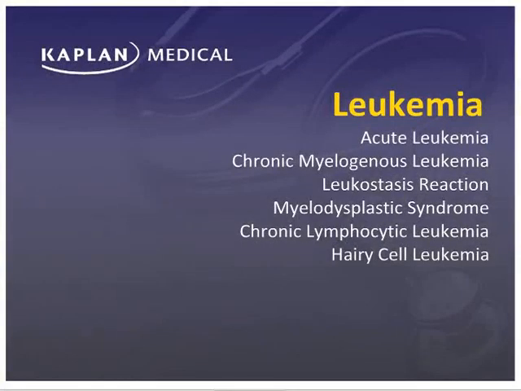Leukemia: acute leukemia, and chronic myelogenous leukemia, the leukostasis reaction, which is sledging. Myelodysplastic syndromes want to become acute leukemia. Chronic lymphocytic leukemia doesn't get treated in the majority of cases, and hairy cell leukemia.